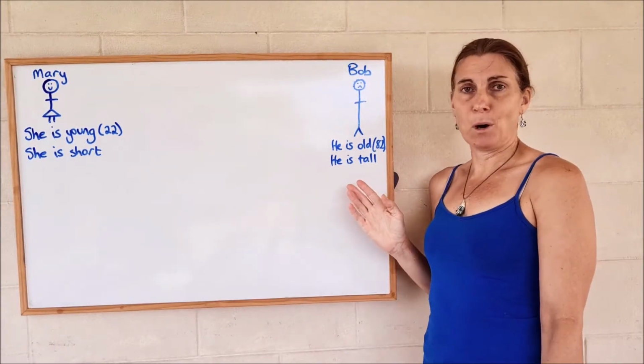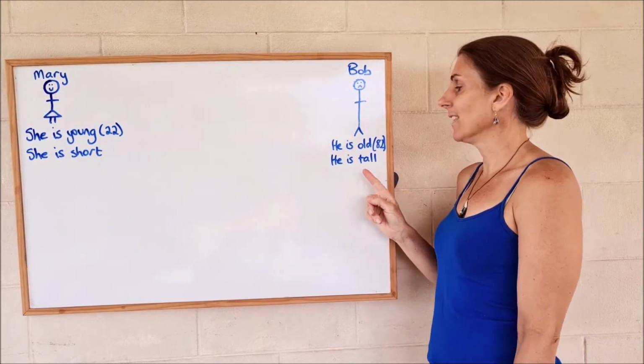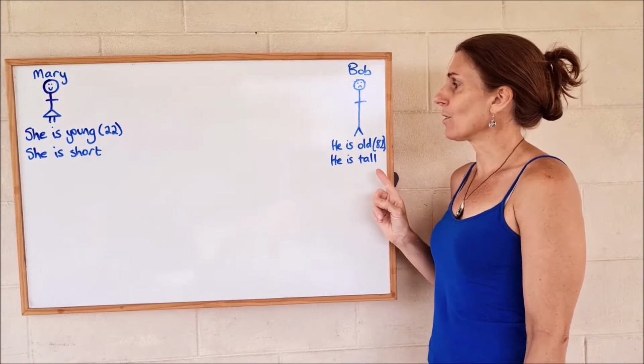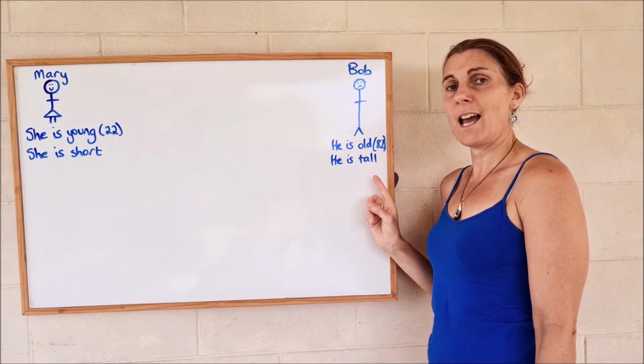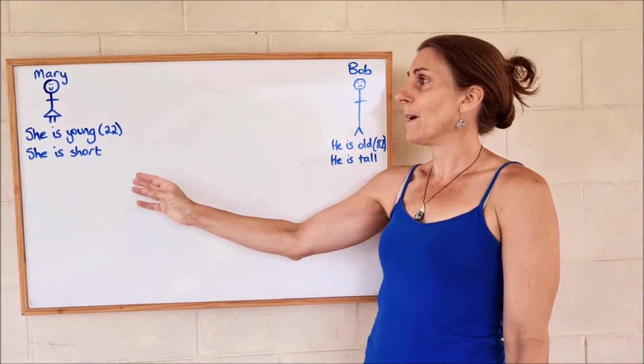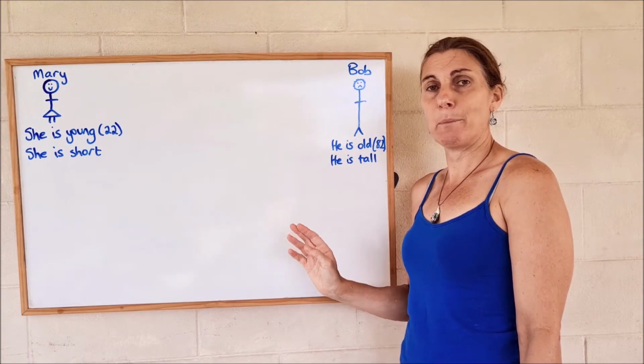Over here we have Bob. He is old, 82 years old, and he is tall. So the two adjectives we're using to describe Bob are old and tall. So now we're going to compare Mary and Bob using these adjectives in a comparative form.